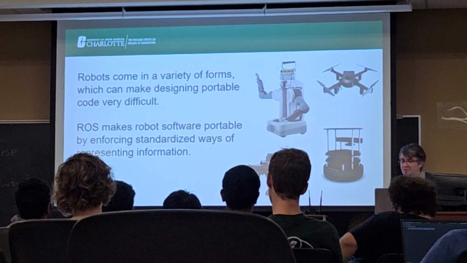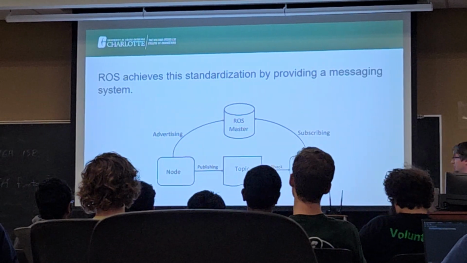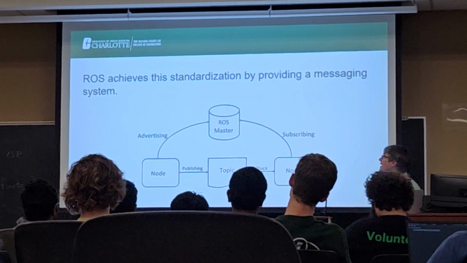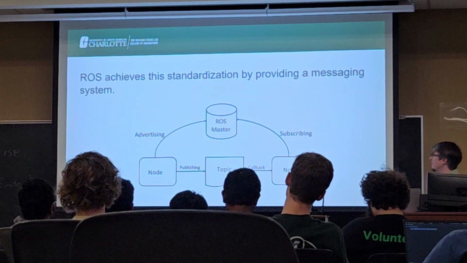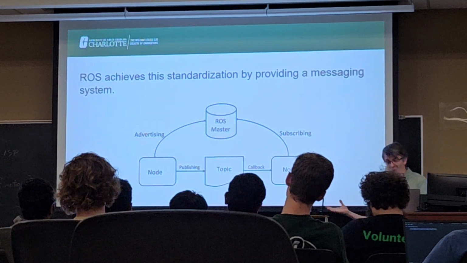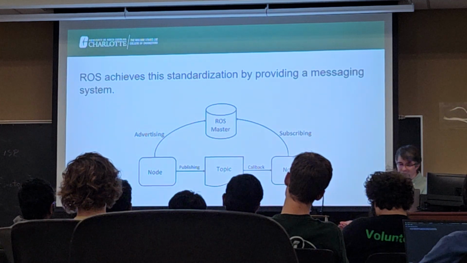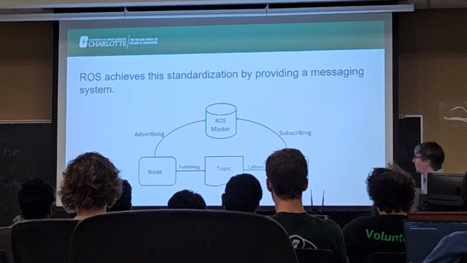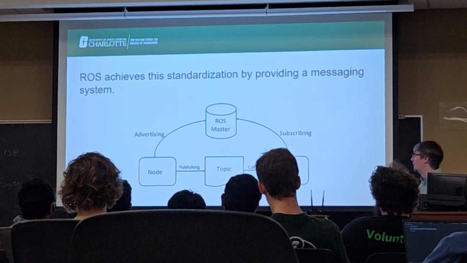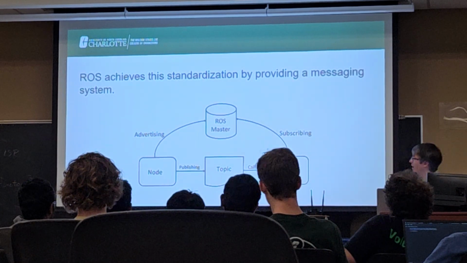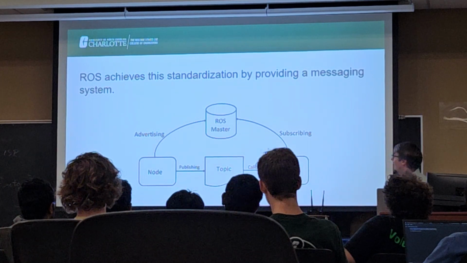The way it does this is through a messaging system that ROS provides. We've got this diagram here that's a very simple way to think about what ROS is, or at least ROS 1. There's actually a new version of ROS called ROS 2. It's been slow to be adopted, even though it's picking up speed. But all of this is going to be contextualized by ROS 1.